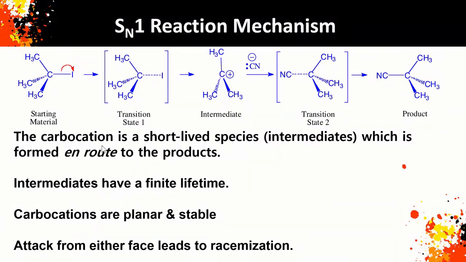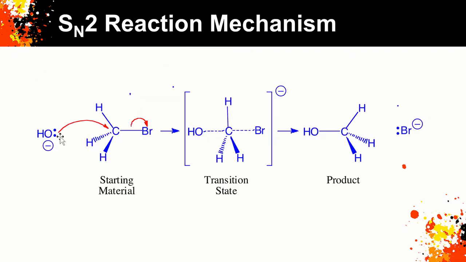All right, so the carbocation is a short-lived species. That's why it's an intermediate, which is formed en route to the products. Intermediates have a finite lifetime. Carbocations are planar. Attack from either face leads to racemization, right? So in this case, it could attack here or it could attack here. Because both attacks happen, you get racemization, as opposed to the SN2, where you just have one backside attack.